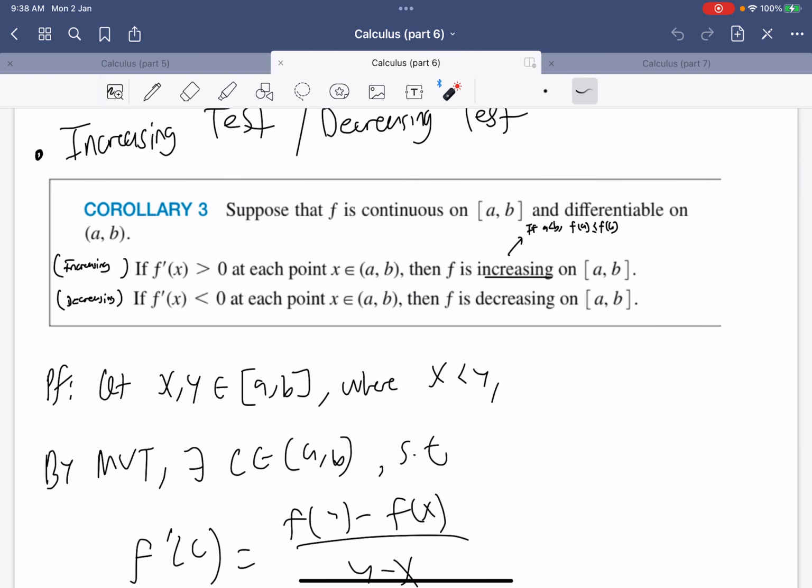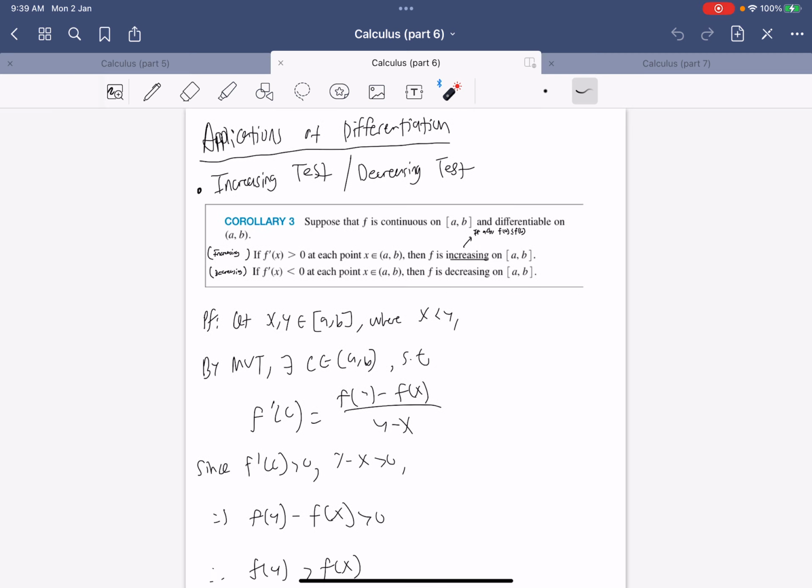And so if f is continuous and differentiable on the interval, and the gradient is always larger than 0, then f is increasing on the interval. And if it's less than 0, then f is decreasing. And so you can take the idea of y equals x squared. The gradient is always positive, so the change is positive, so it keeps increasing.